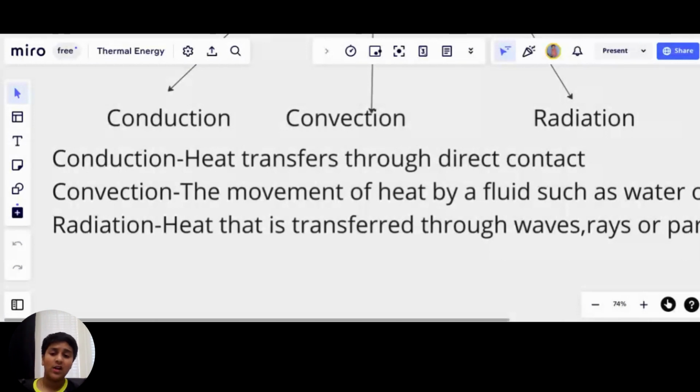Now, there's also electricity conductivity, heat conductivity, and other types of conductivity, but because we're doing thermal energy today, we're going to be focusing on heat conductivity. So next up we have convection.